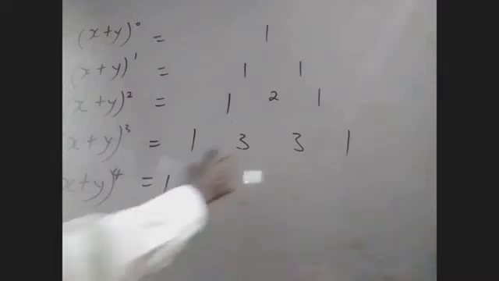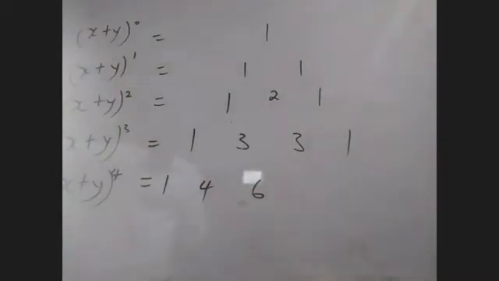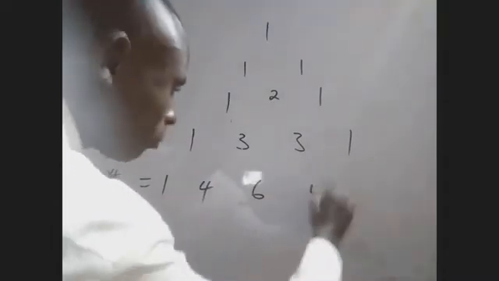So if you use that, we can arrive at x plus y raised to the power of 4 to be equal to, the first thing is going to be 1. 3 plus 1 is 4. 3 plus 3 is 6. Are you following? Then 3 plus 1 is 4.